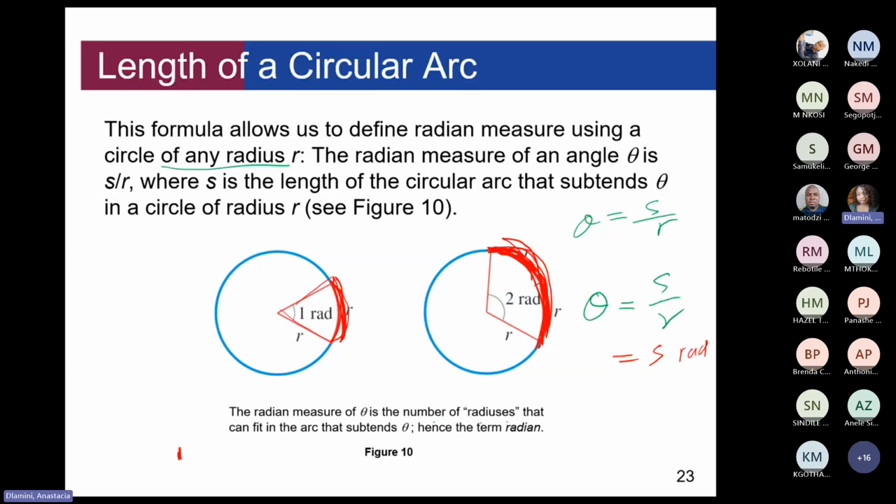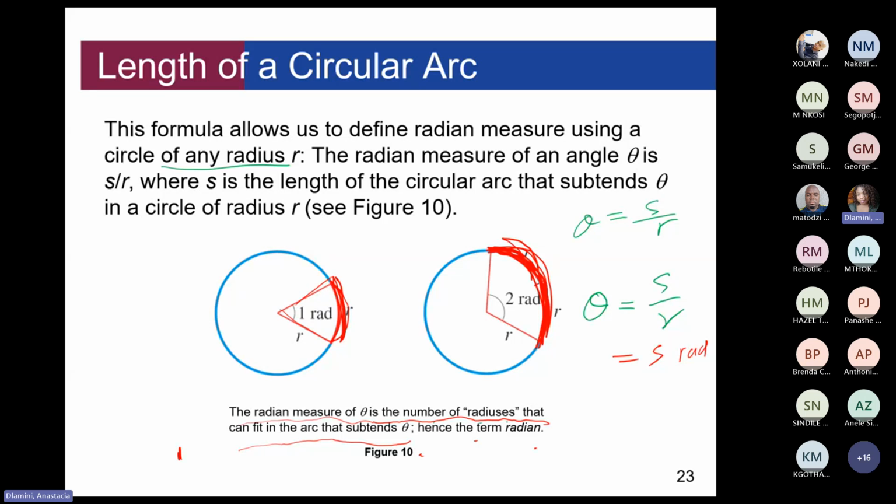Yes. So then they say the radian measure of theta is the number of radiuses that can fit in the arc that subtends theta, hence the term radians. Now you know why they're saying it's in radians and not degrees. It means you are busy fitting the radiuses. Are we all together? Yes. Thank you.